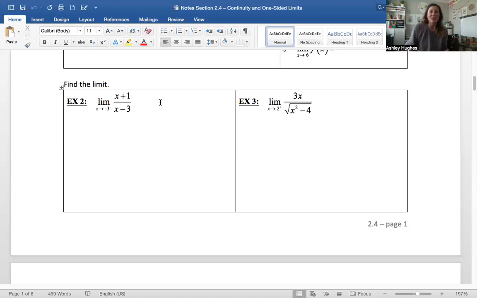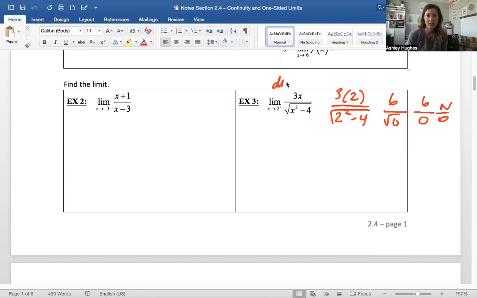Okay, let's do this example 3. So we're coming to 2 from the right side of 2. If we plug in 2, what happens? 3 times 2, because you always should substitute that number first just to see what happens. I get 6 on top, and on bottom, I would get the square root of 0. So I have my number over 0, which means this limit doesn't exist. It's either positive or negative infinity, most likely. But let's explore that a little bit more.